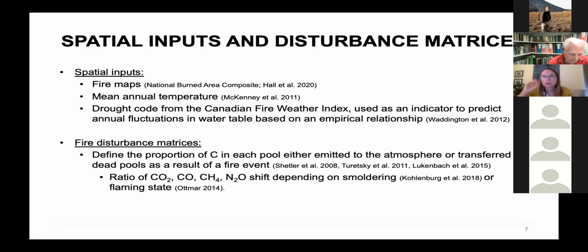And then we also apply a fire disturbance matrix. And this is essentially the proportion of carbon. So the matrix defines the proportion of carbon that is either emitted to the atmosphere or transferred to the dead pool as a result of a fire event.